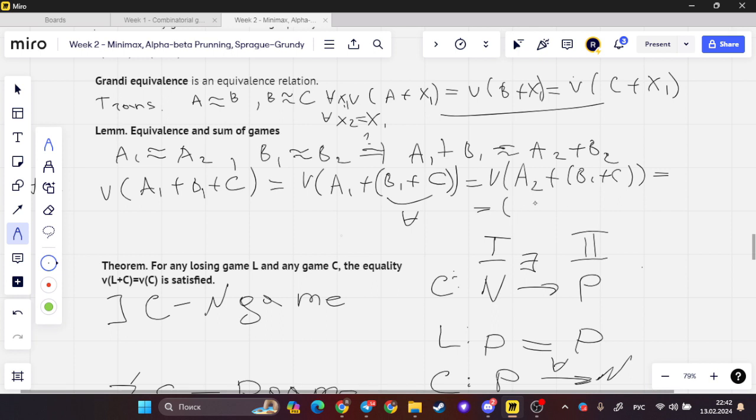B1 plus A2 plus C. It's any game. It means we can replace this. So we get B2 plus A2 plus C, which is A2 plus B2 plus C. That's it. We proved that this equals this.